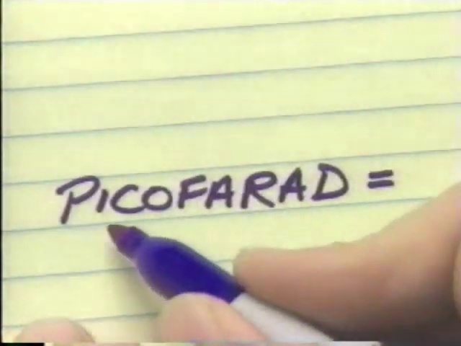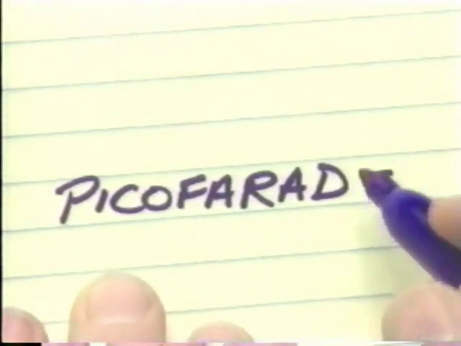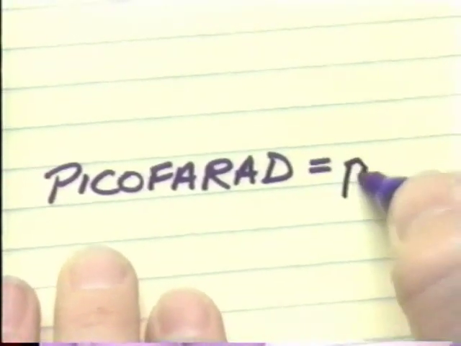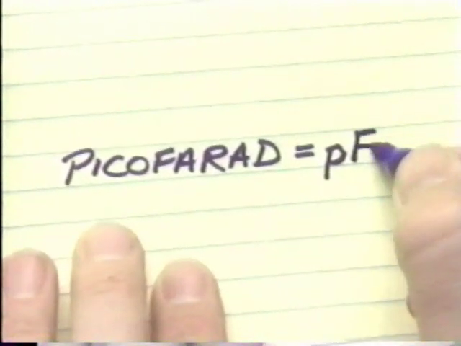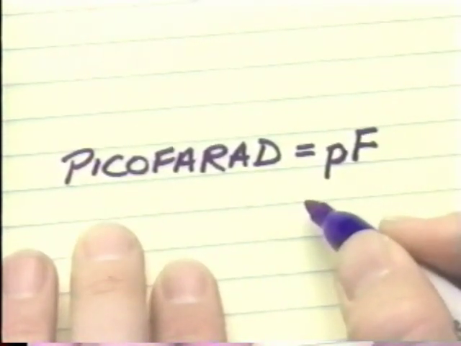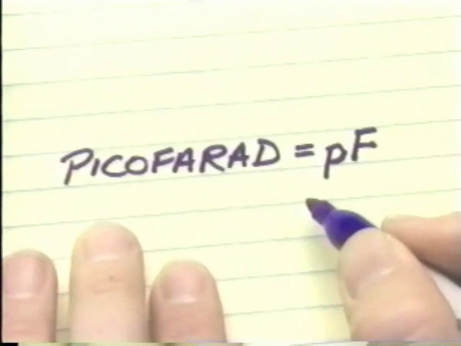Another common unit of measurement for capacitance is the picofarad, abbreviated lowercase p, capital F. This unit, in effect, is a microfarad, or 1/1,000,000th of a farad.